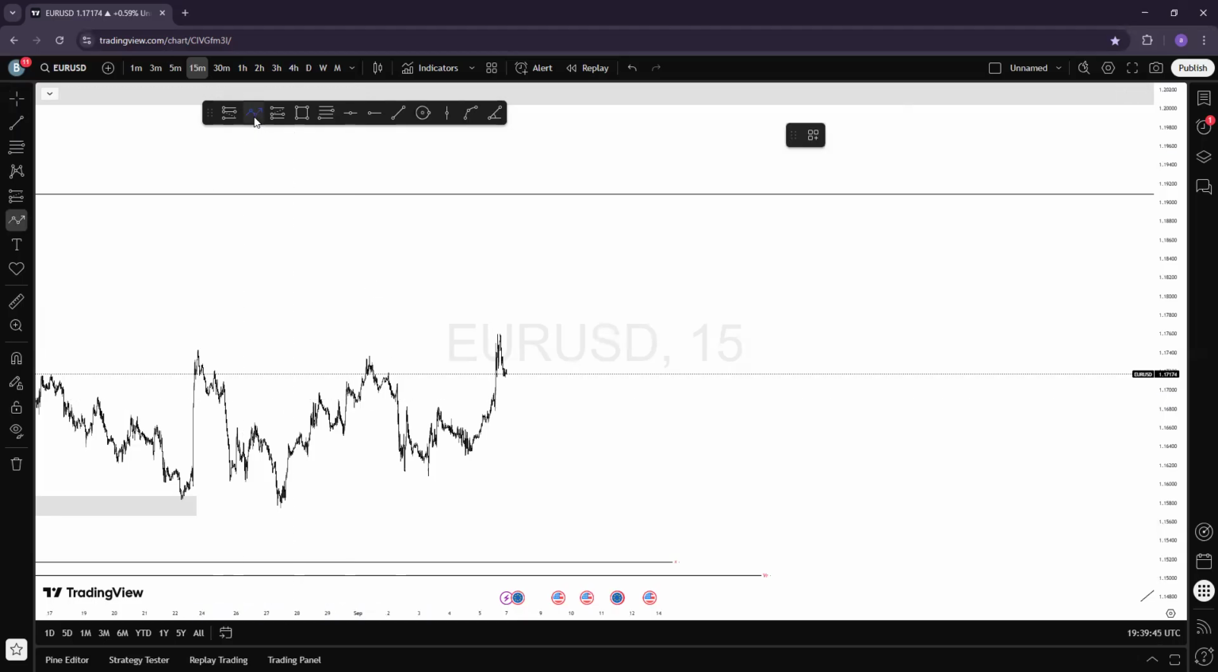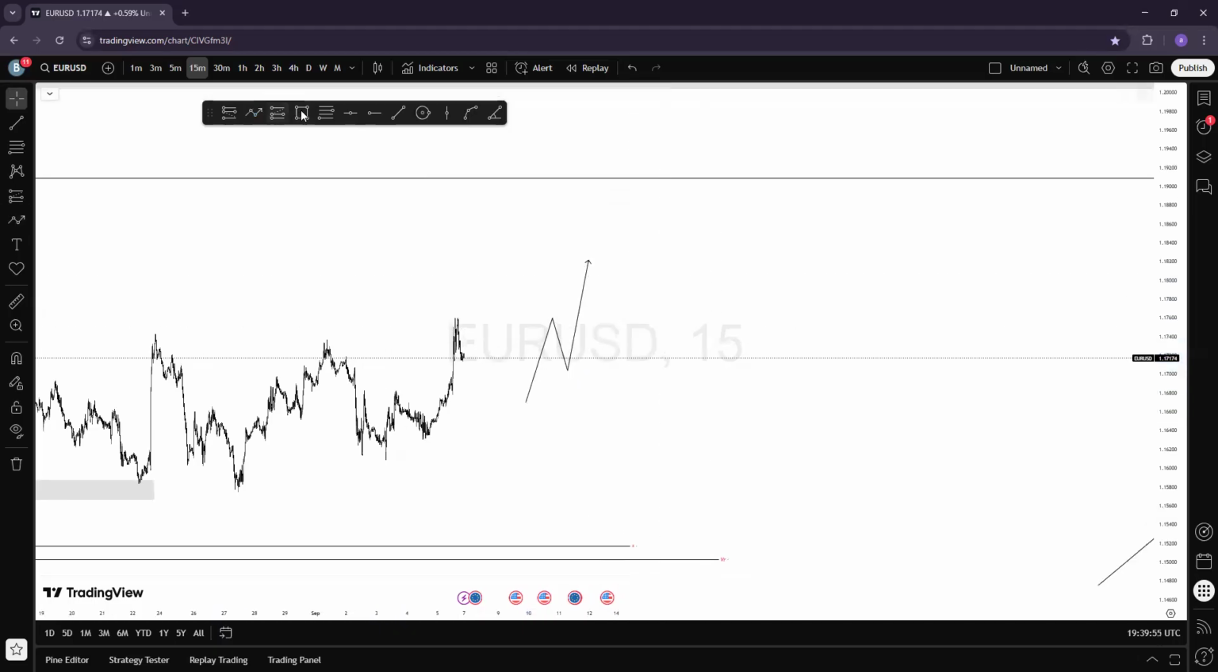So that is how I came about my concept of A, B, and C. I will be expecting the market to come back to take out this B leg, this inducement point, and then take my buy.